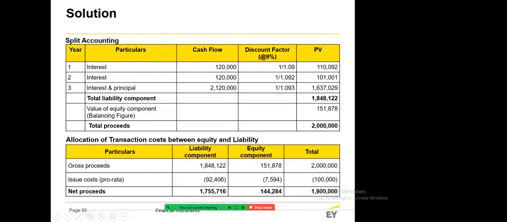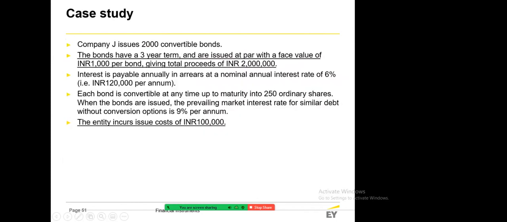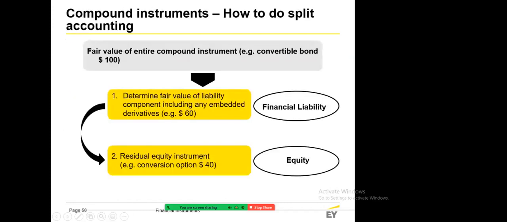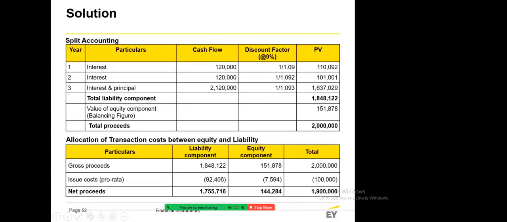Now what is the value? The value of your equity would be the balancing figure. This is the value of your liability component. The total proceeds that you will be getting against this bond is 20 lakh. So the balancing figure, that is the value of the equity component, is 151,878. This is the net. This is the value of your equity component, the residual value of the equity component. So the total proceeds, that is the bond's fair value, is 20 lakh rupees. The liability component that we have calculated is 18,48,000, and the balance is the value of your equity component.